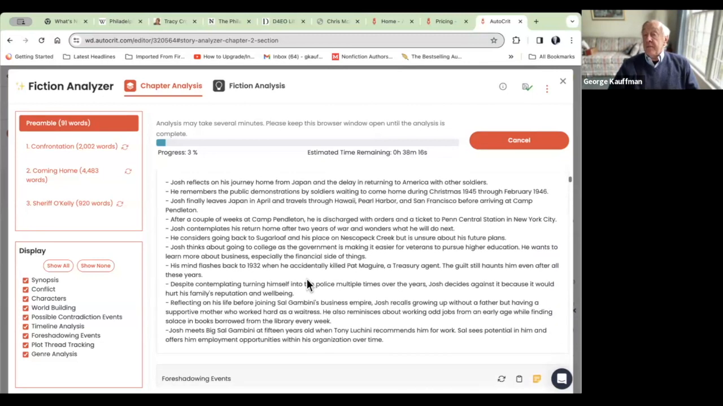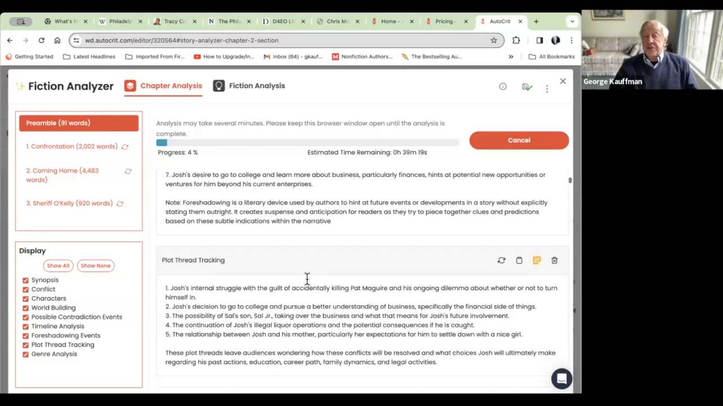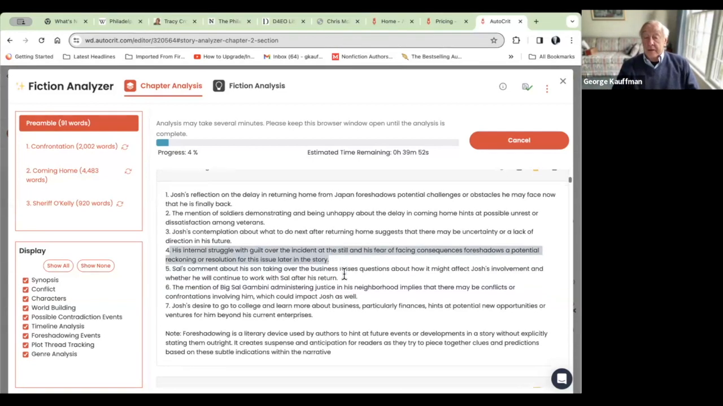It gives you a timeline analysis, which doesn't work perfectly because it only looks at the chapter. It speculates about things, foreshadowing events. And it says there's an internal struggle with guilt over the incident, and its fear of facing consequences foreshadows a potential reckoning or resolution for the issue later in the story. So it does things like that, most of which are correct.